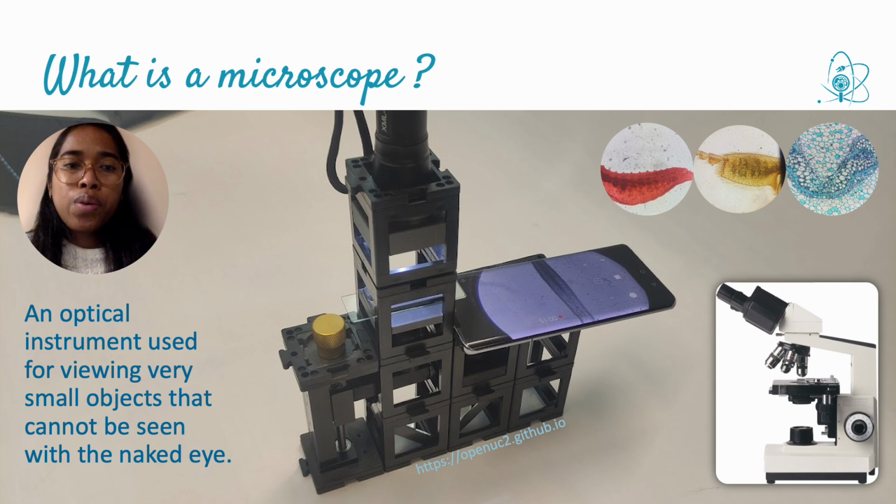Here is a photo of a 3D printed microscope called UC2, and at the corner here we can see 3 images of samples we could see from it that were acquired from this microscope using our phone camera.